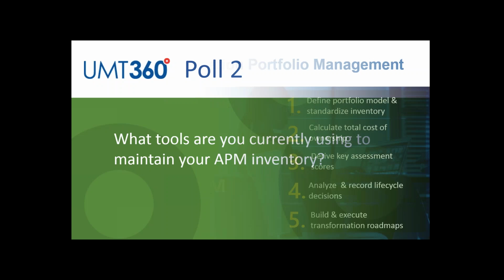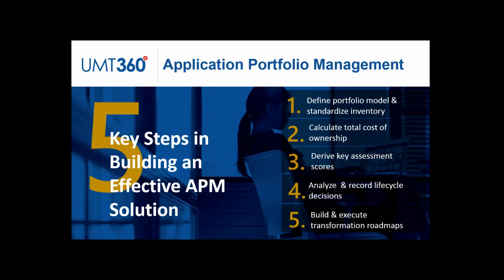So next we'll look at 5 key steps in building an effective APM solution. Then we'll jump into the demonstration, see how this can be built out on top of SharePoint. And here you see those 5 key steps. The ability, first and foremost, to be able to define a portfolio model and standardize information that's collected in that initial application inventory. Next, looking to capture cost of ownership information.